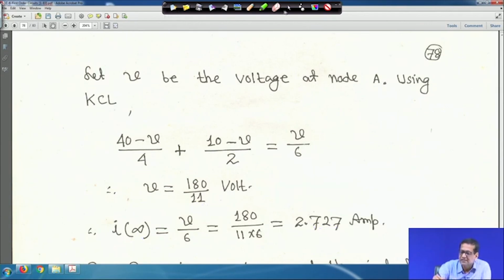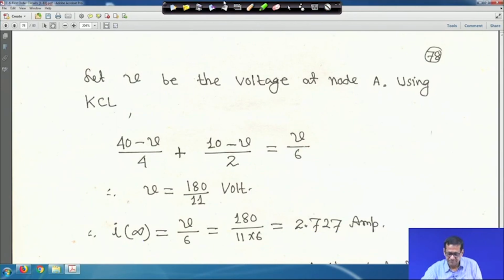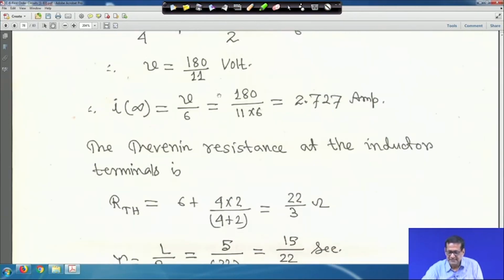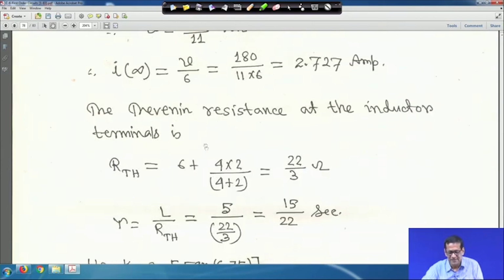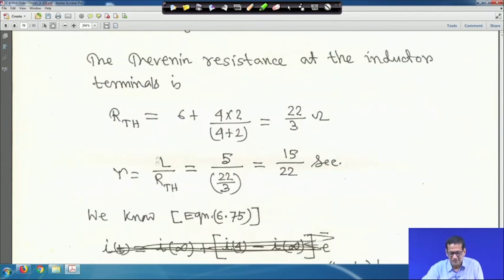So, let me clear it. The Thevenin resistance at the inductor terminal, if you look into that, is very simple: it will be 6 plus 4 into 2 upon 4 plus 2. I need not go back to the circuit; you draw the circuit in your notebook and you can easily get it. It will be 22 upon 3 ohm. So tau will be L upon R Thevenin, that is 5 upon 22 by 3, which is 15 by 22 second.